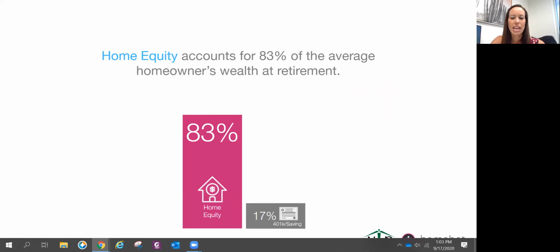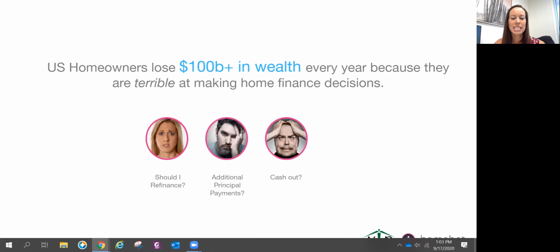They found that 83% of an average homeowner's wealth at retirement comes from their home. That's a pretty shocking number in comparison to 17% in 401ks or savings accounts. We often think we're putting money into retirement via different investment accounts, but what they found is that actually the majority of wealth comes from people's homes. So that was what this tool was designed with in mind.